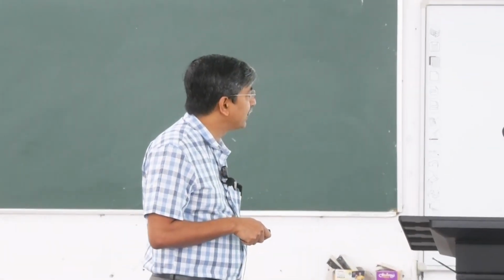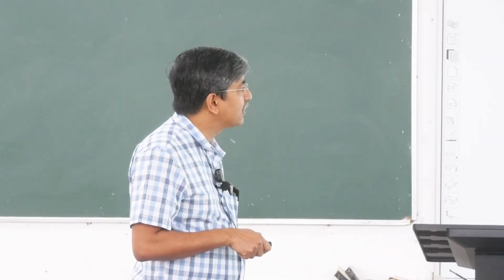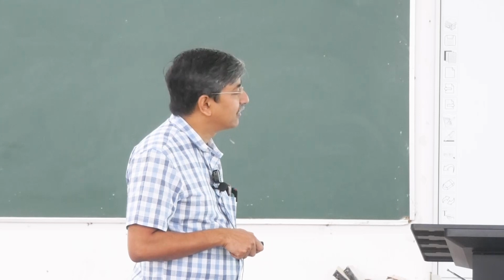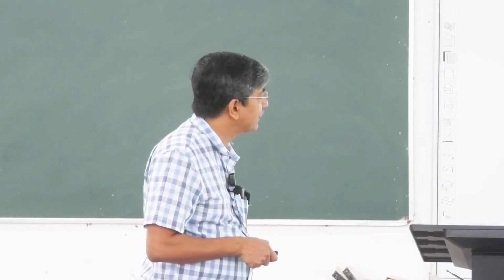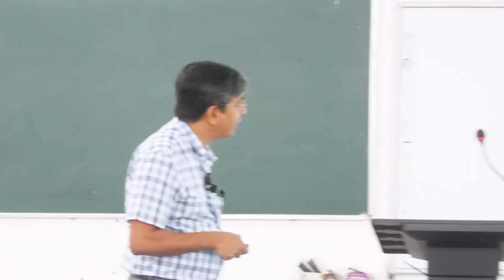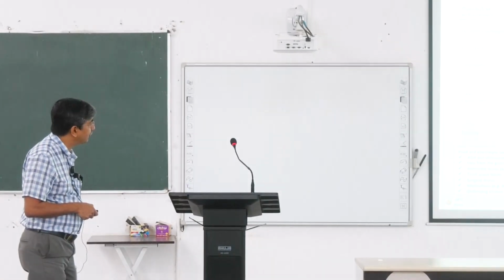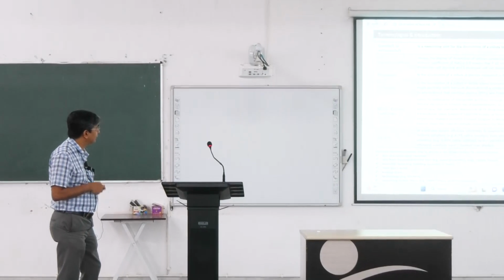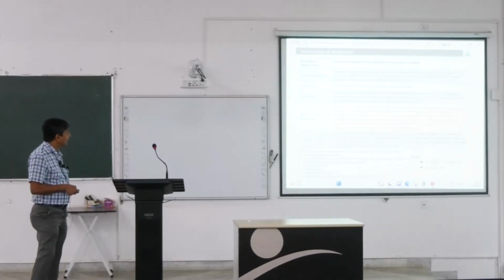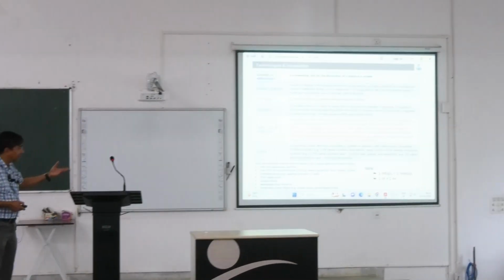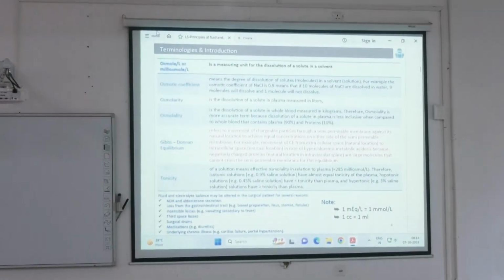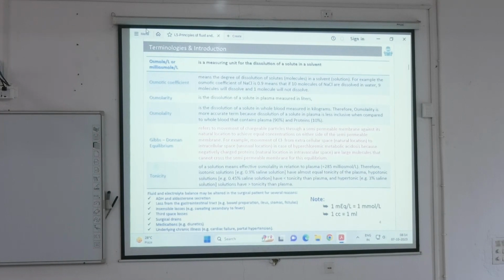So what is isotonic then? Which is almost equal tonicity to plasma, like normal saline. Normal saline is 0.9%. Hypotonic is less, like 0.45% saline solution, that is hypotonic. That means tonicity less than plasma. Hypertonic means 3% NaCl, when we correct hyponatremia, so tonicity more than plasma.